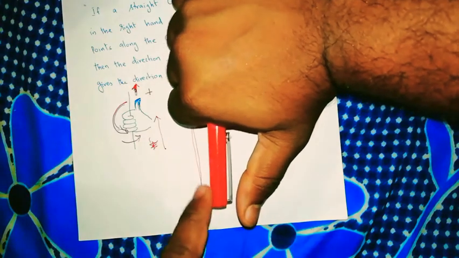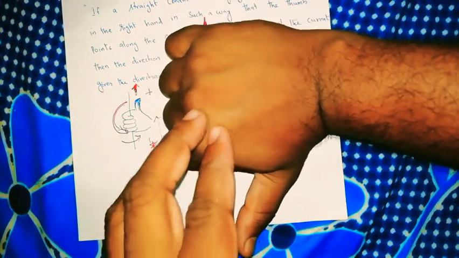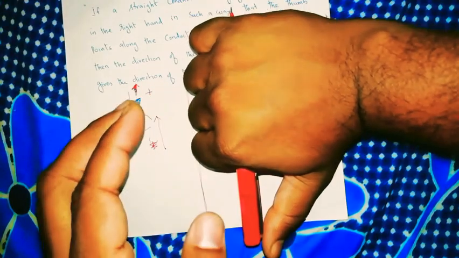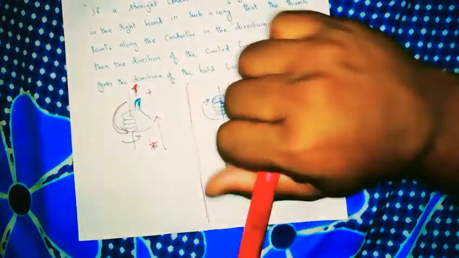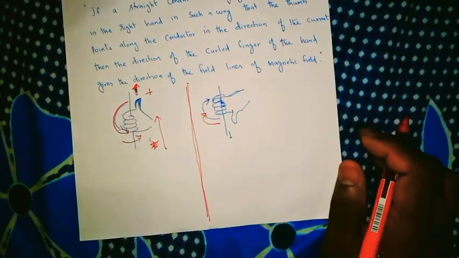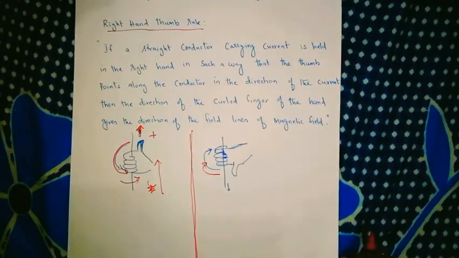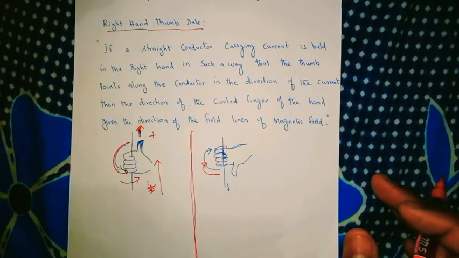Suppose when the current is ulta, that means reversed, then it will be like this. So you can look at that. This is the current moving in this direction, right? And the curved fingers are on that side, so the field moves towards that side. So it moves towards this direction. Do you understand? This is Maxwell's right hand thumb rule.